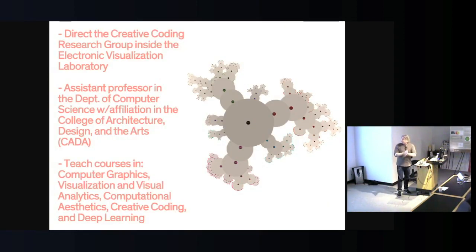So as Chris mentioned, I'm currently at the University of Illinois at Chicago, where I'm a research faculty at the Electronic Visualization Laboratory and where I direct the Creative Coding Research Group. In addition to being an assistant professor in the computer science department, I have an affiliation with the College of Architecture, Design, and the Arts, and I teach courses in computer graphics, visualization, and visual analytics. I teach a course called Creative Coding. I introduced a course called Computational Aesthetics, and most recently I've been teaching a course on deep learning.